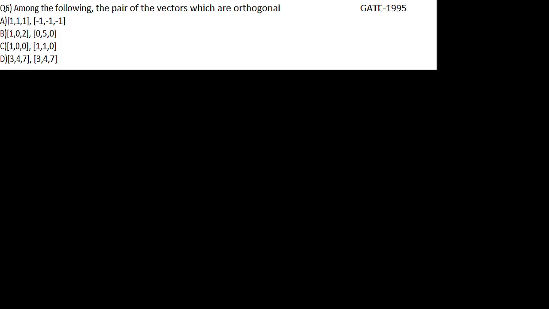Okay, now let's solve question 6. Question 6 says, among the following pairs of vectors, which are orthogonal. Okay, so we have to find the orthogonal vectors. So we have to find the vectors which are at an angle of 90 degrees. So first of all, we just use the concept of dot product.